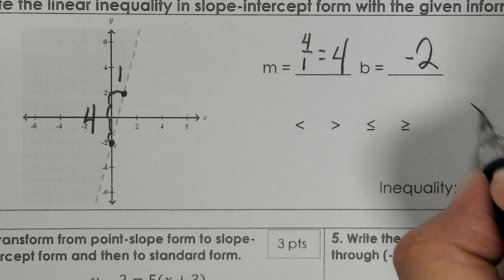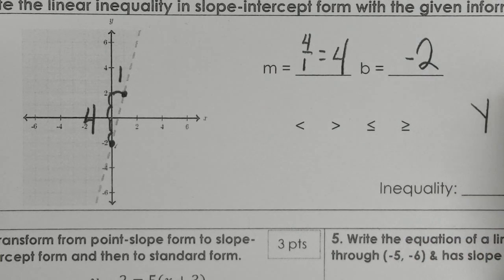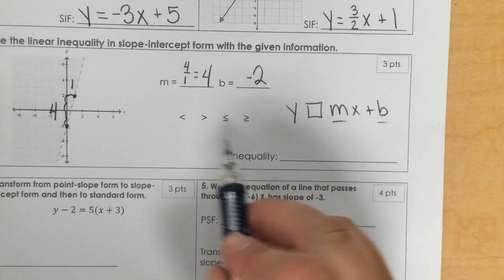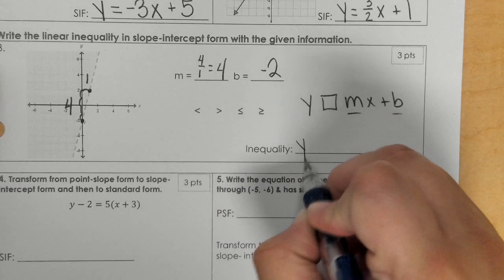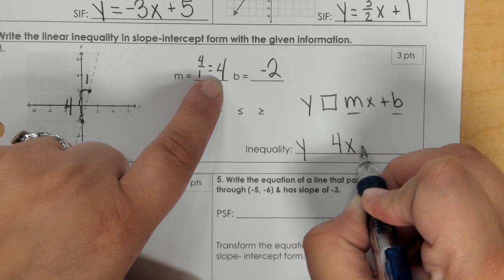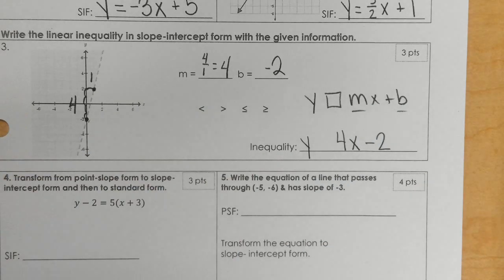So we know m and we know b. Oops, sorry. We know this much. We just don't know what symbol we are putting in here yet. Okay? So y something, m is 4, x plus b, but b is negative 2, so we put minus 2.